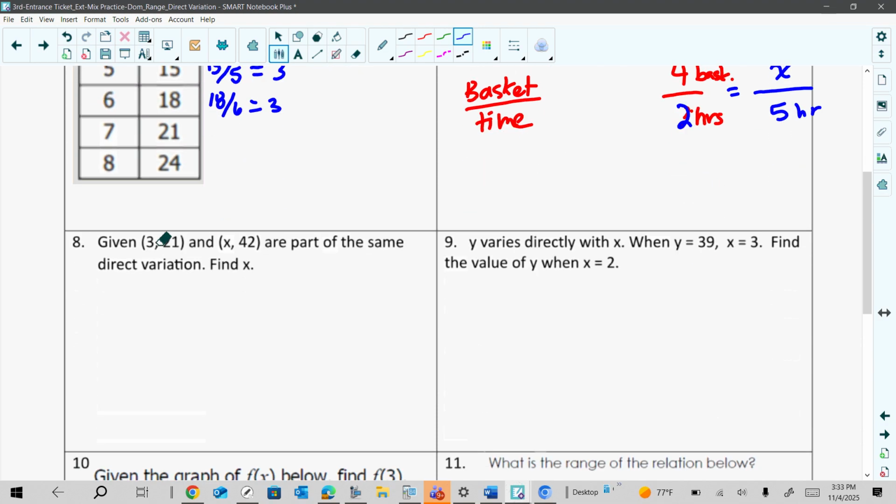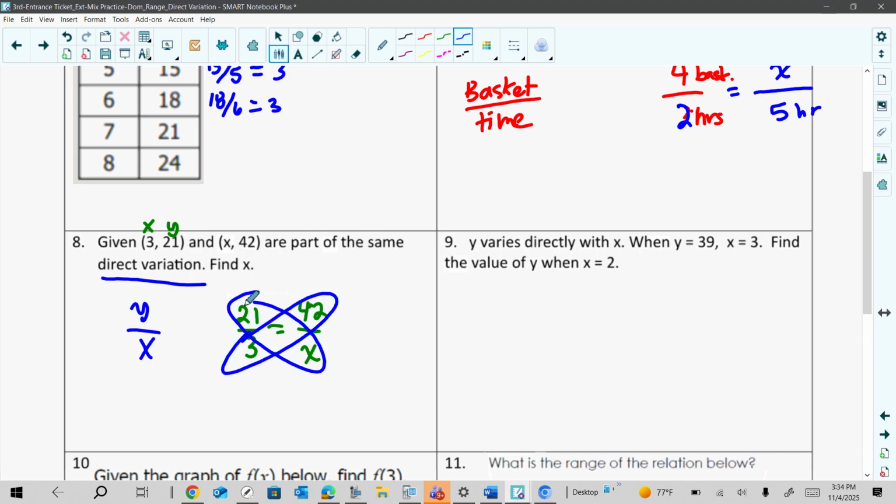Again, given our points here, x and y, x and 42, what part of the same direct variation we need to find x? So remember, if it's a direct variation, it follows the formula y over x. So if I set that up with our points here, with the first point here, because 3 is your x and 21 is your y, this is 21 over 3. And now I'm trying to find x, so that's on the bottom, and our y is 42. So hopefully, remember, we can cross multiply to solve this.